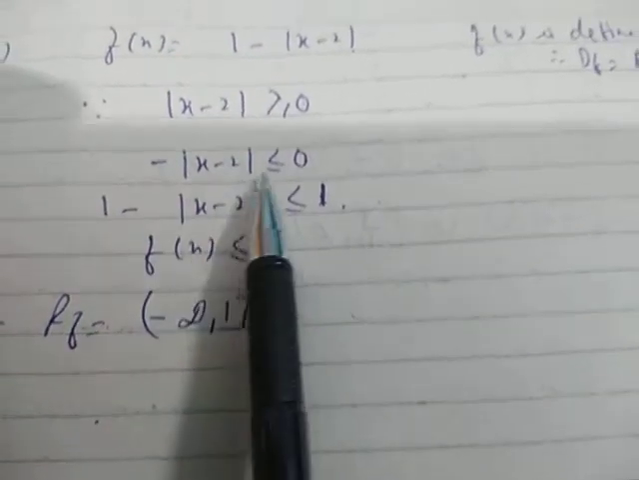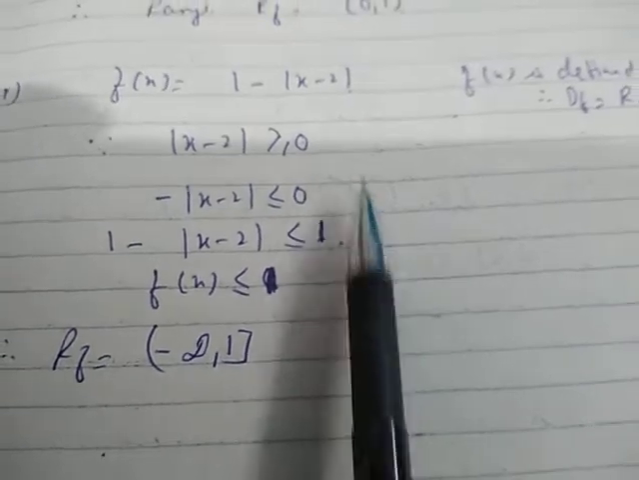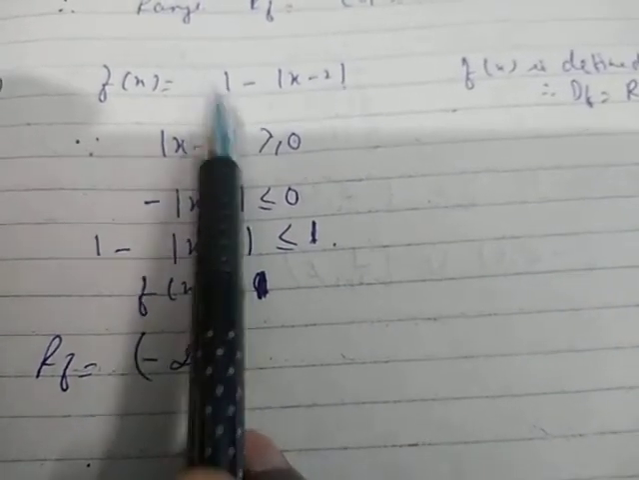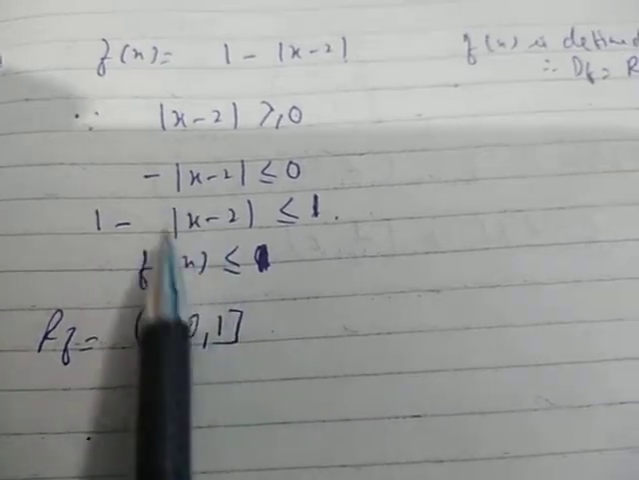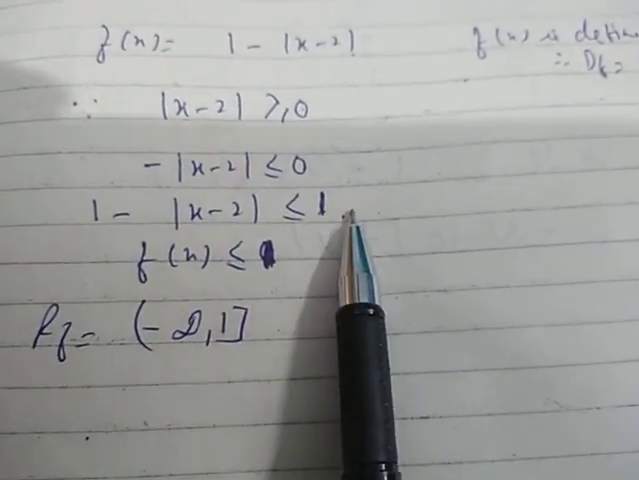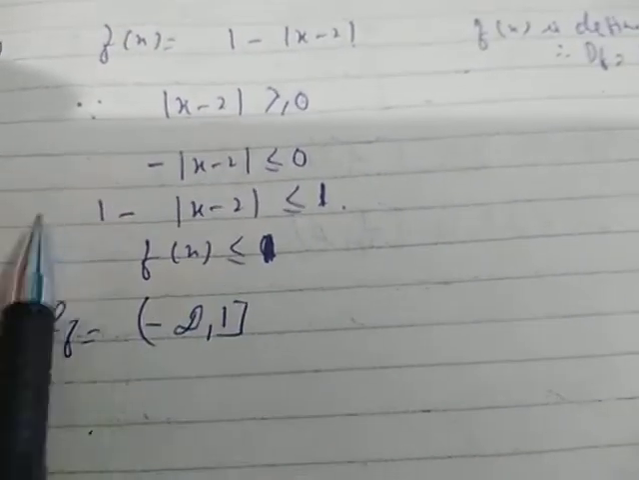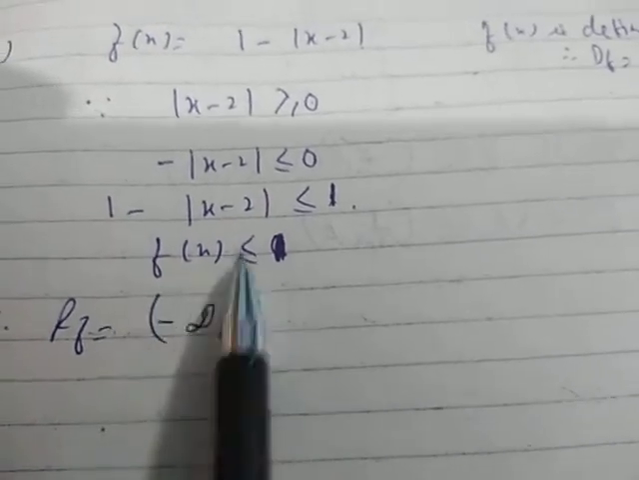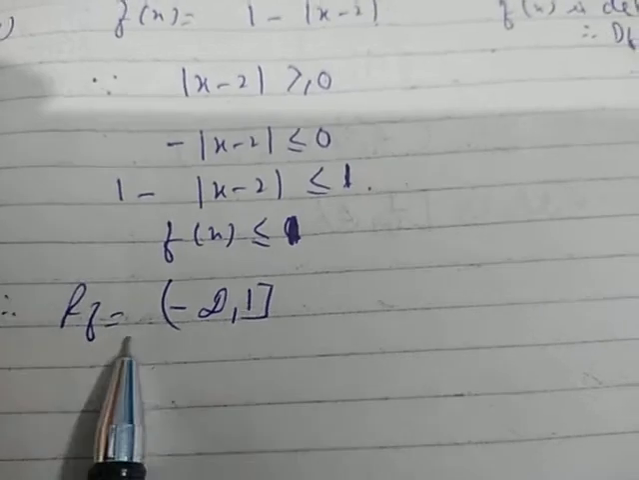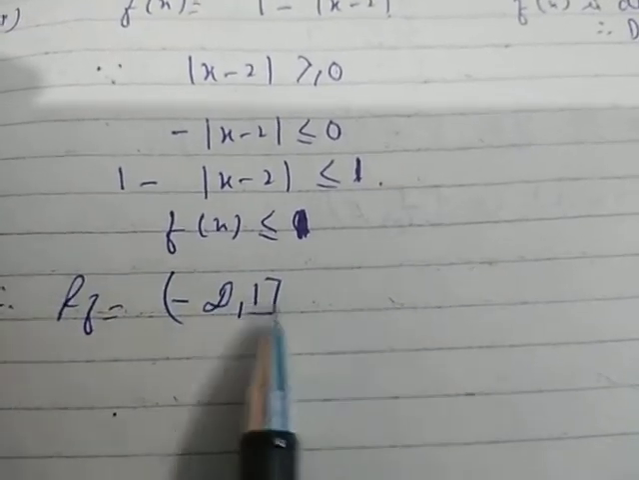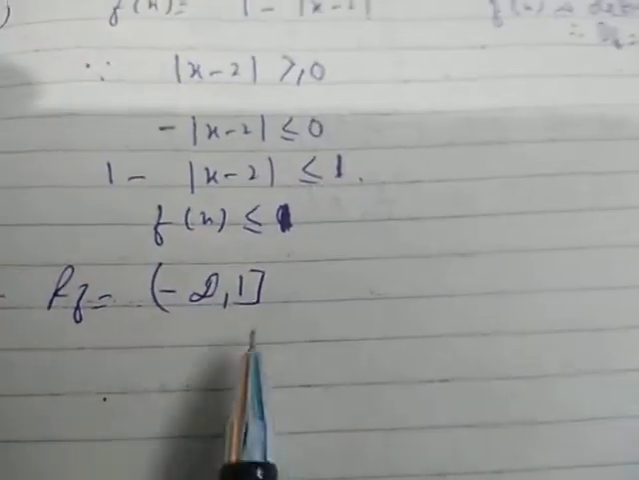Minus of mod x minus 2 is less than or equal to 0. We have to take 1 also, so adding 1 on both sides, that means 1 minus mod of x minus 2 is less than or equal to 1. And the whole is your f(x), that is y. So y is less than or equal to 1. That means the range is minus infinity to 1. That 1 is included here. Okay.